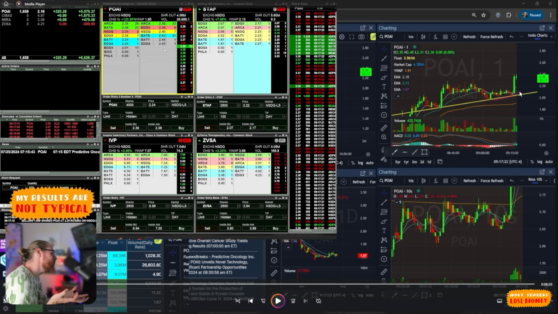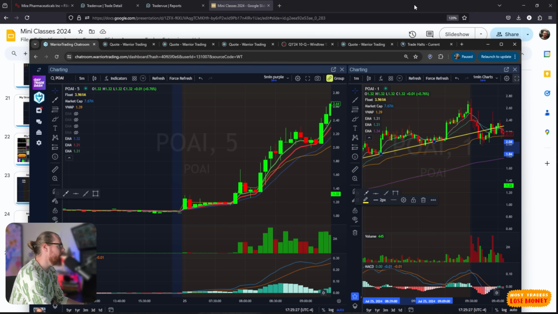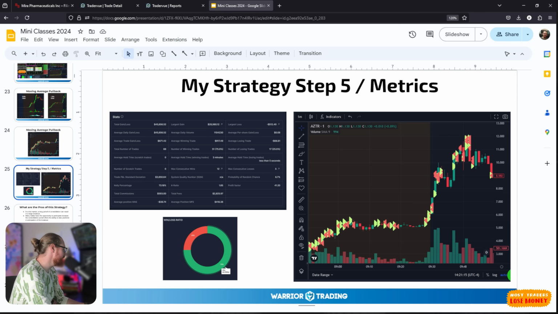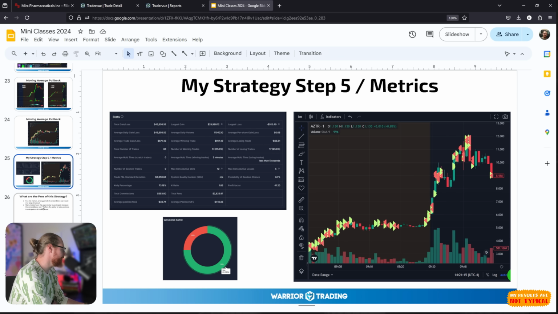So that support was only like 10 cents away, which gives me a really tight stop. Now, when we talk about the pros and cons of this strategy, one of the things that is a little bit challenging that you might notice, but you may not, is I'll just go ahead and jump to that, and then we'll come back to the metrics in a second.